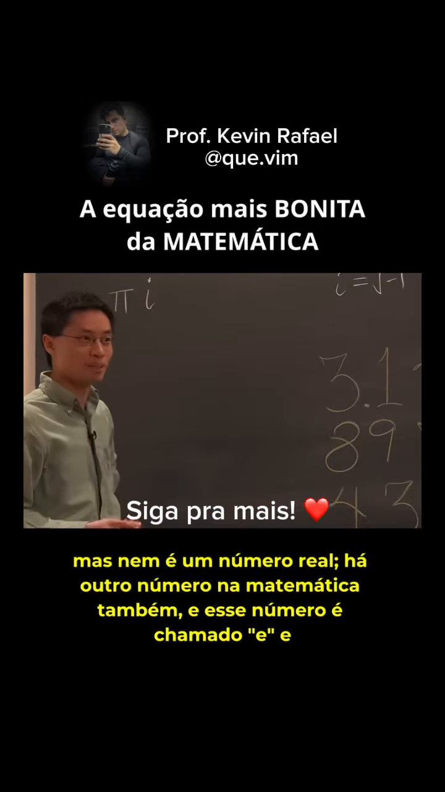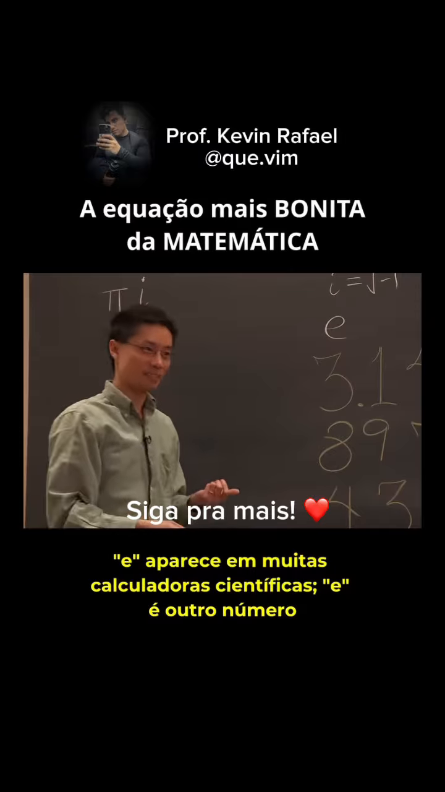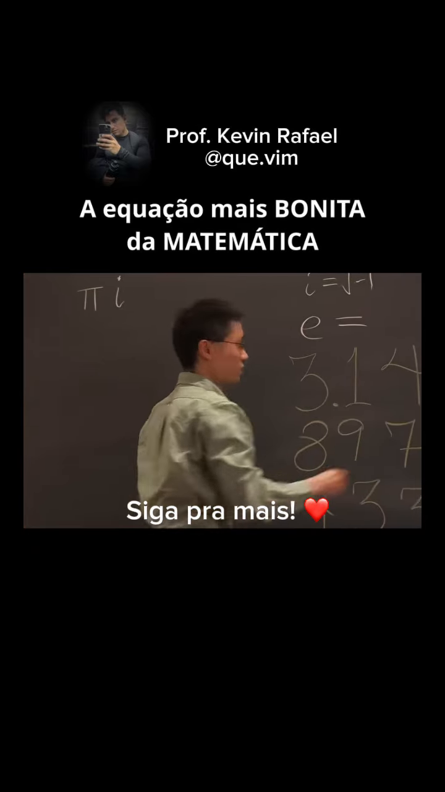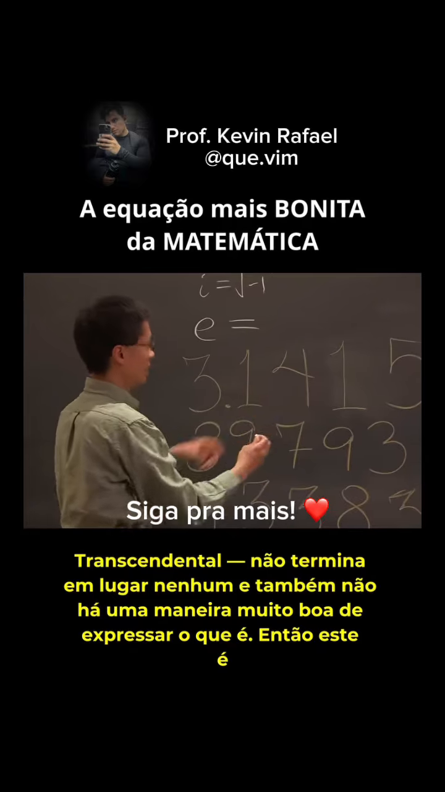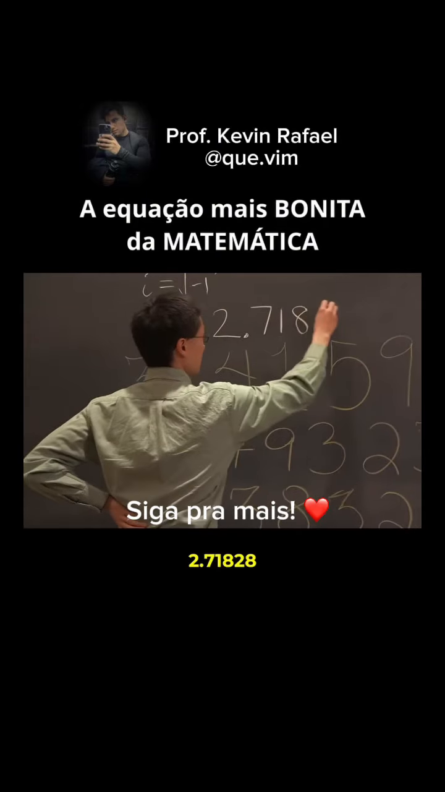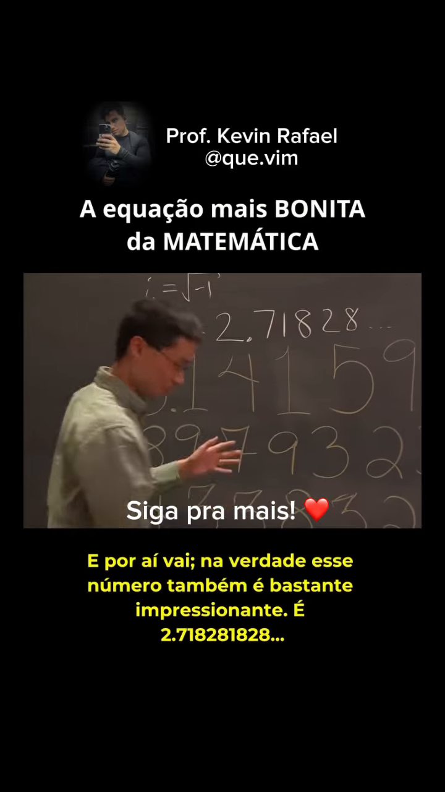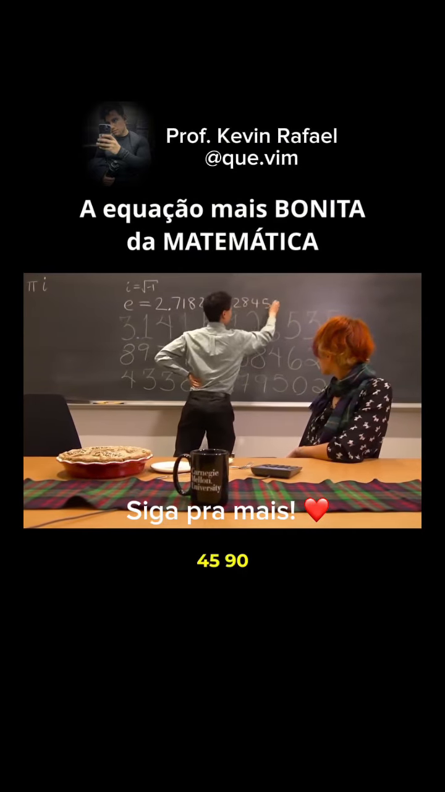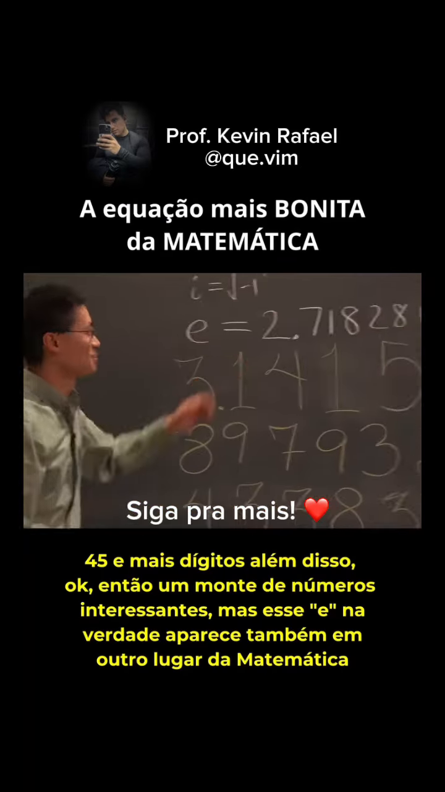But there's another number in math also, and that number is called e. And e appears on a lot of these scientific calculators. e is another number which is just like pi in the sense that it's transcendental, it doesn't stop anywhere. And also there isn't a very nice way to express what it is. So this one goes by 2.71828 and so on. Actually, this number is also quite impressive. It's 1828, 1828, 45, 90, 45. And more digits beyond there, okay?